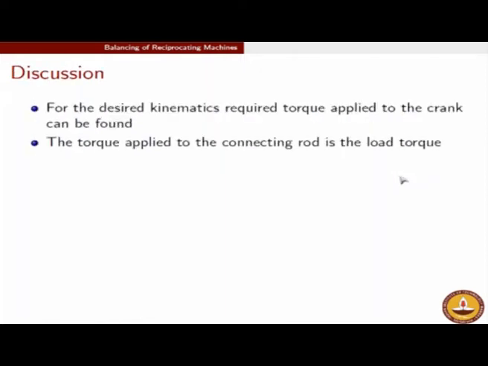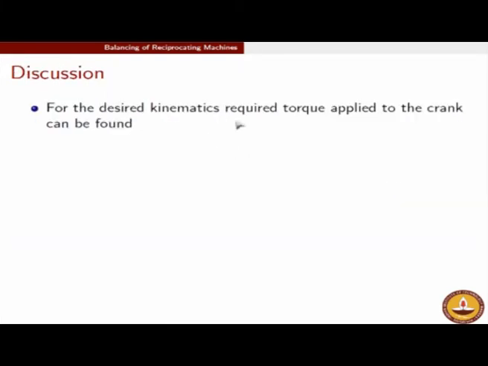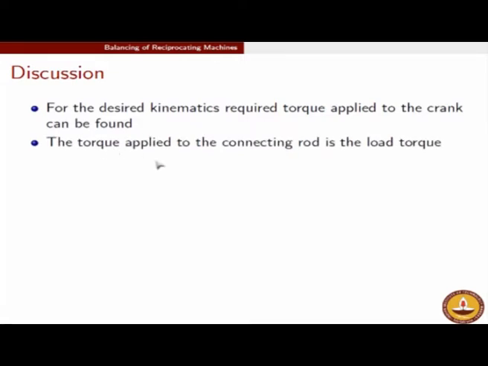So this is what I wish to discuss: for the desired kinematics, if the solution is obtainable from a computer, then once the solution is obtained, we will be able to find out what the required torque is such that the kinematics of the crank is that of uniform angular motion. The torque which is applied to the, sorry, this is not the connecting rod, this is the crank. Please make this correction in your notes. The torque applied to the crank is going to be called the load torque.